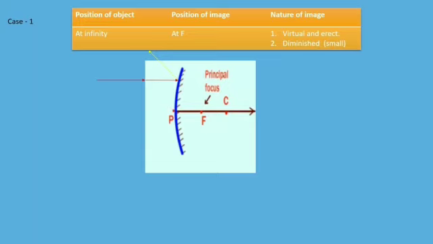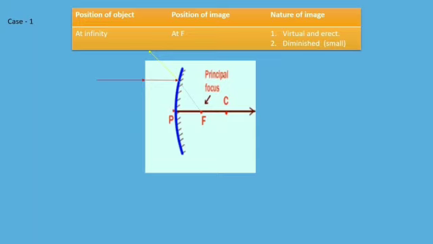Which is passing through focus. See this light, right? This blue color light, you show it with the dotted one. Now I cannot say the image is formed at F. So what I'll do, at least two reflected light should meet to get an image.